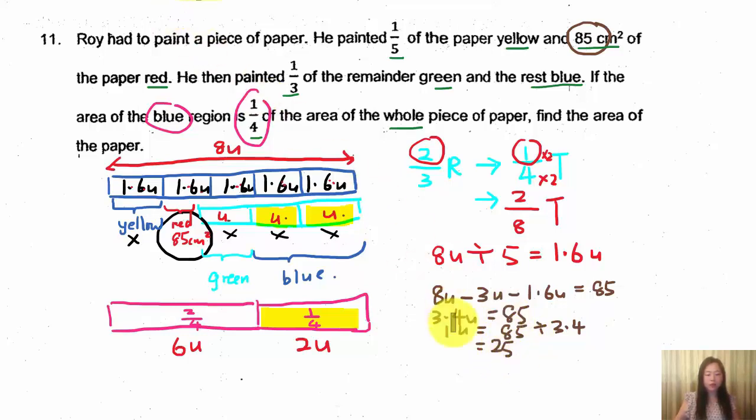This is a very important information, and because we have found our 1 unit, now we can solve the question, which is find the area of the paper. And since the paper is 8 units, we just have to use 8 units, which is equals to 8 multiplied by 25, and our answer will be 200 cm squared.